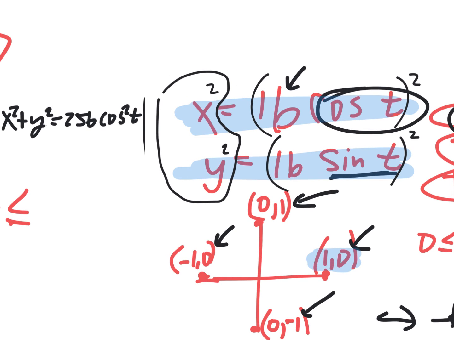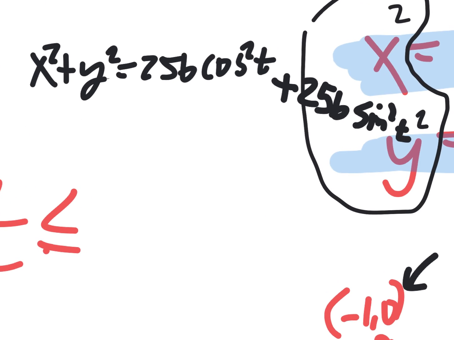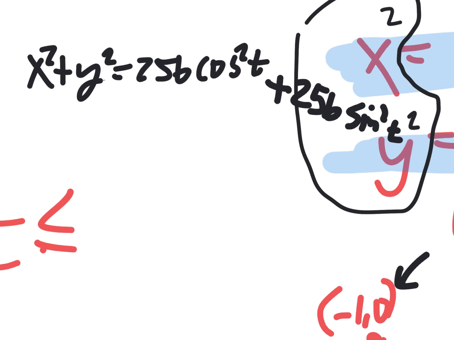And I know that seems like you're going the wrong way, but you're not. Plus 256 sine squared t. Now, if you're trying to get the t's alone so that you can get rid of them, who sees what we should do next?